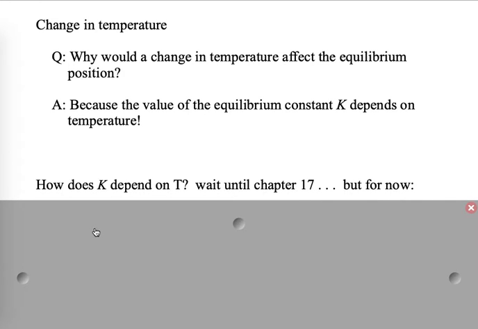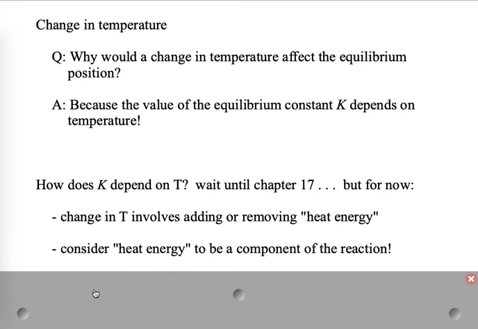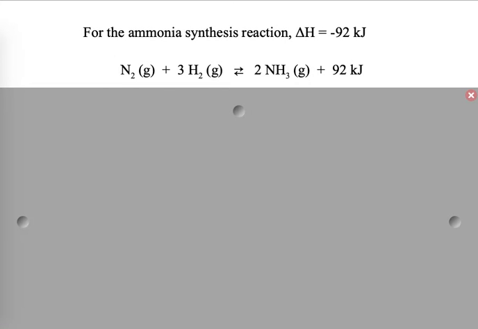Wait until chapter 17. But for now, let us assume that a change in temperature involves either adding or removing heat energy. If we increase the temperature, we're adding heat energy to the system. If we decrease the temperature, we're removing heat energy from the system. So let's just consider heat energy to be a component of the reaction, either a reactant or product. If the reaction is endothermic, that means heat is a reactant, whereas if the reaction is exothermic, heat is a product. So we will simply add heat energy on either side of the arrow. So let's consider the ammonia synthesis reaction.